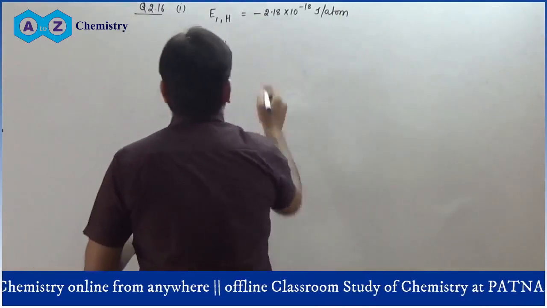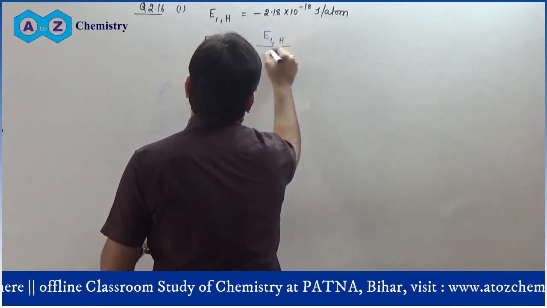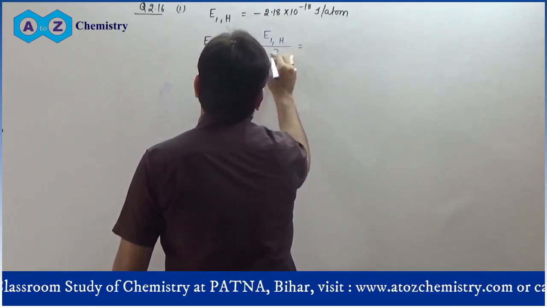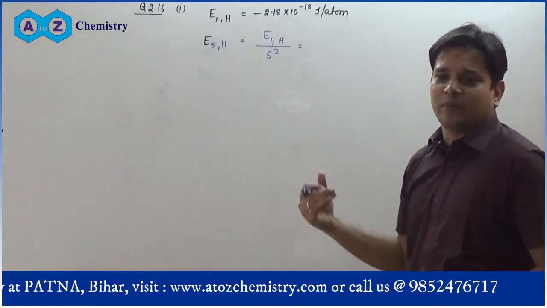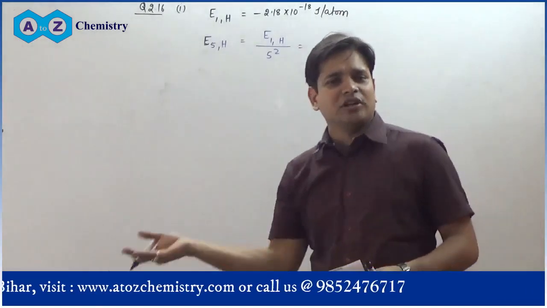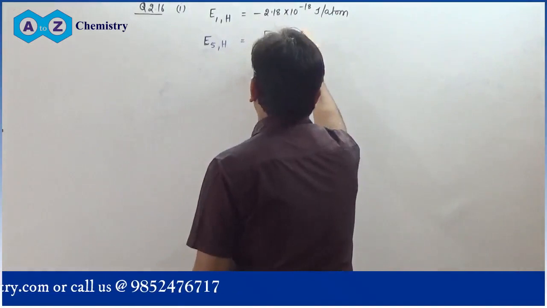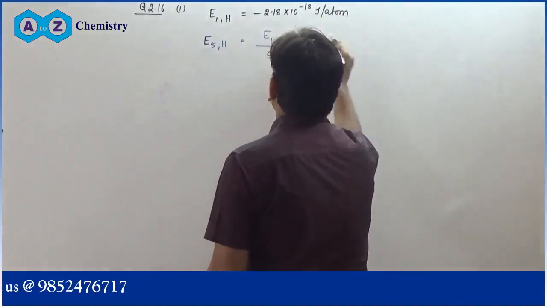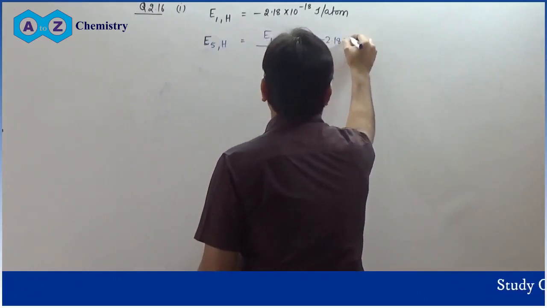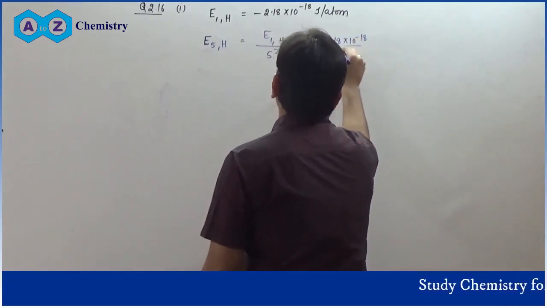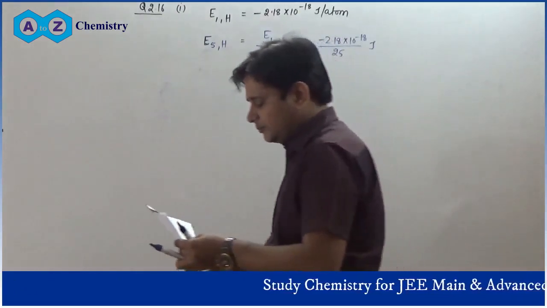Energy of the fifth orbit of hydrogen atom is equal to the energy of the first orbit divided by 5 square, because you know that energy is equal to minus 13.6 electron volt Z square by n square, and minus 13.6 electron volt is the energy of the first orbit. For hydrogen, Z is 1, so you don't have to consider Z. So it is 2.18 × 10^-18 divided by 25. This is the energy of the fifth orbit of hydrogen atom.